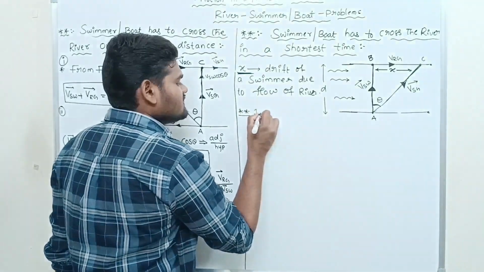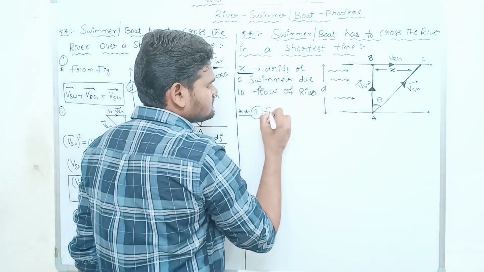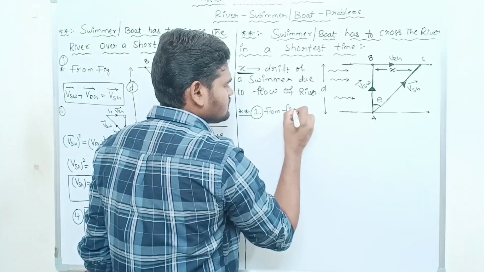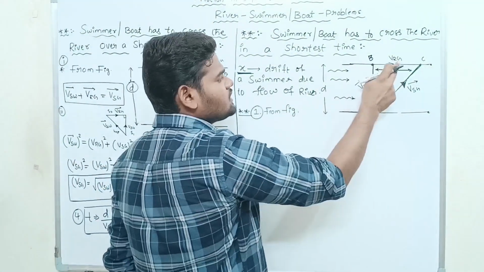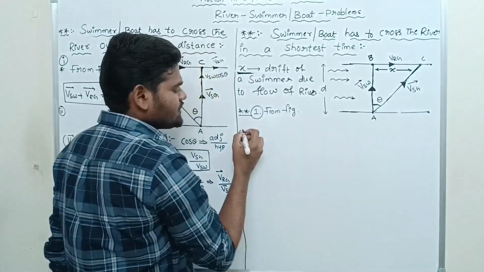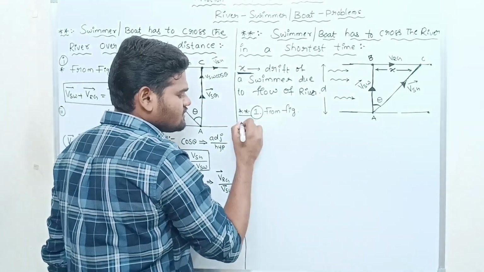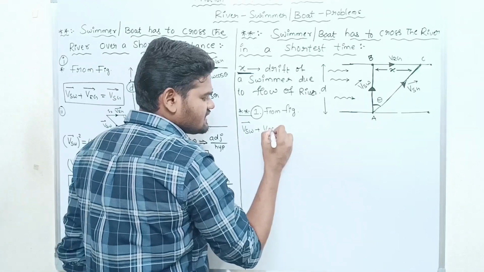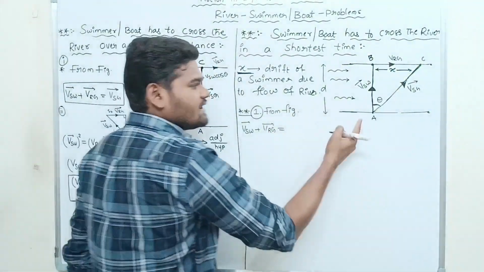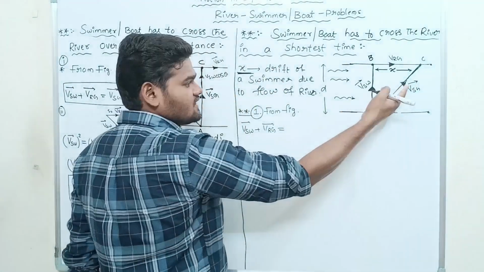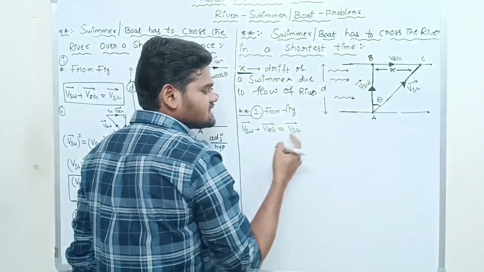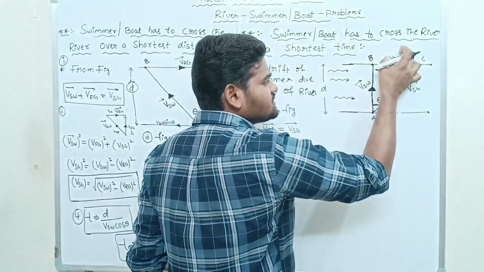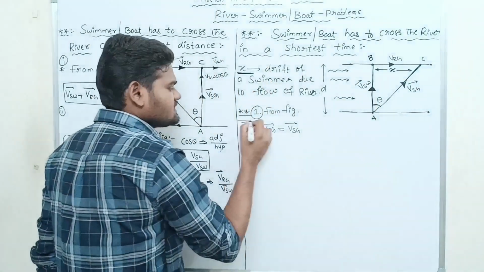First one, from figure. Velocity of swimmer with respect to water plus velocity of river with respect to ground. Both are in order, VSW plus velocity of river with respect to ground. So velocity of swimmer with respect to ground is in reverse order. Therefore, the sum of these two is given by this one.